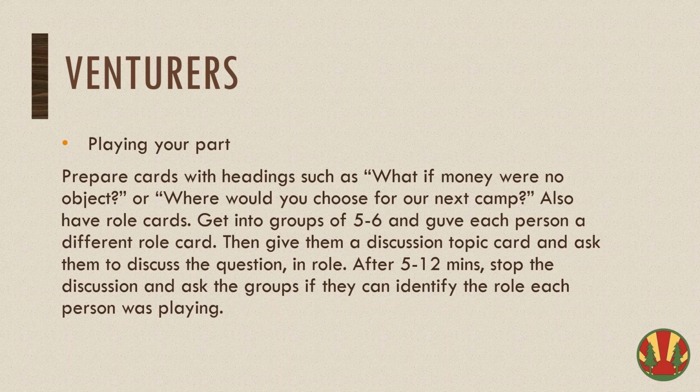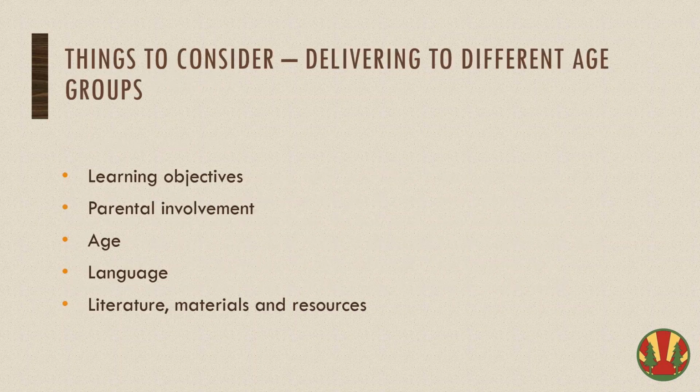And then for Venturers, playing your part. You can use this activity, which is to prepare cards with headings such as, what if money were no object, or where would you choose for our next camp? They also get given role cards, and then they get into groups of 5 to 6 participants, and you give each person a different role card. Then give them a discussion topic card and ask them to discuss the question in role. So they have to do it within the role that's on the card. And then after 5 to 10 minutes, stop the discussion and ask the groups if they can identify the role that each person was playing.